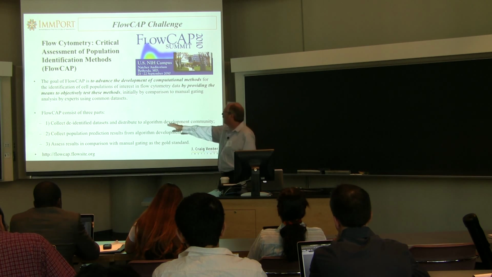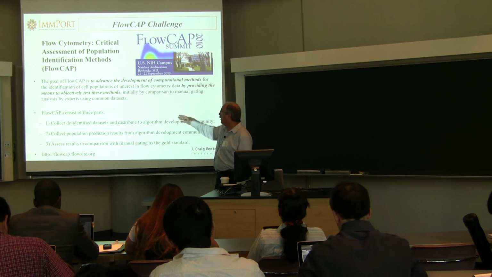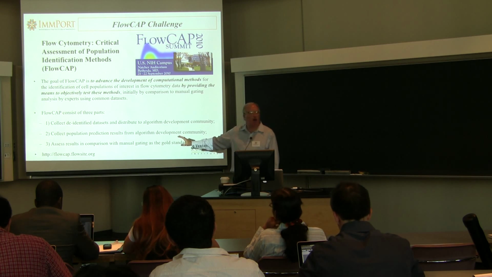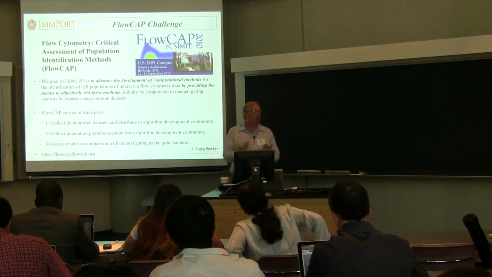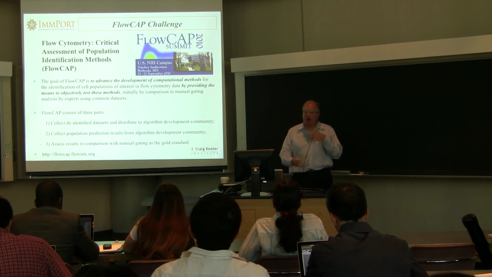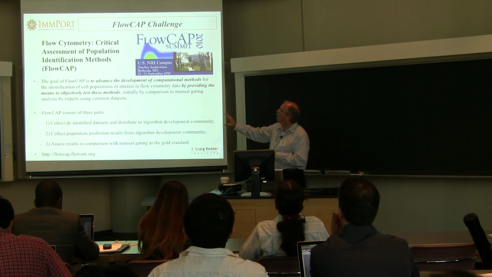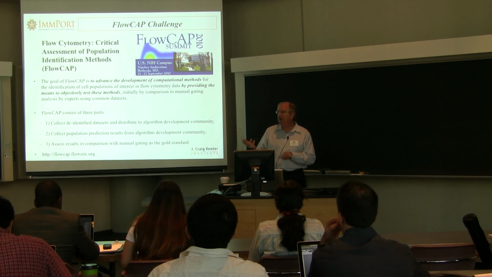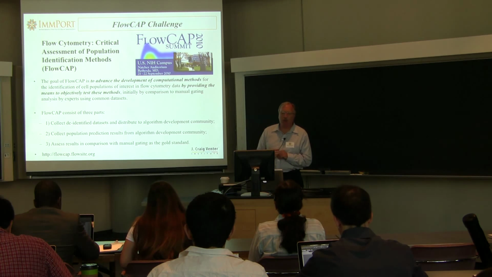So we start out by collecting some de-identified data sets. We distribute those to the algorithm development community. They do their analysis, return the results back to us, and then we compare those results against different kinds of gold standards. And so in the first competition, we used manual gating as the gold standard to compare the algorithms against. And so we're right now in the process of pulling all that data together, and we've submitted it for publication. But I think FlowCAP is now going to provide a really nice means for us to assess the performance of these different algorithms and figure out which ones are going to work best in different circumstances. So be on the lookout, hopefully this paper gets published soon.